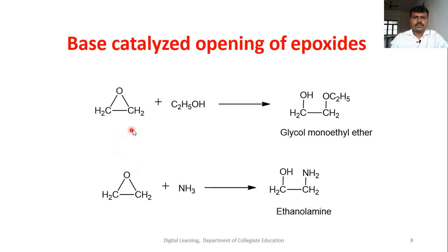Epoxide reacts with ethyl alcohol in basic medium to give glycol monoethyl ether. Epoxide or ethylene oxide reacts with ammonia to give ethanolamine, which contains OH and NH2 groups adjacent to each other.